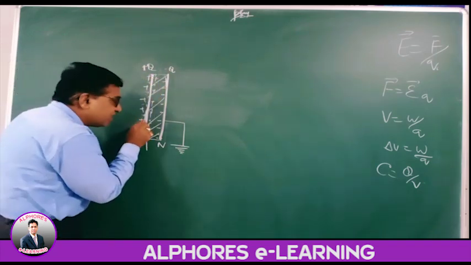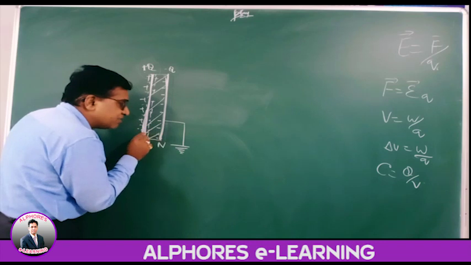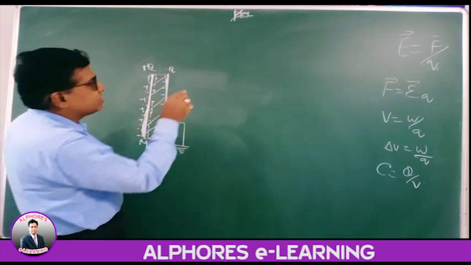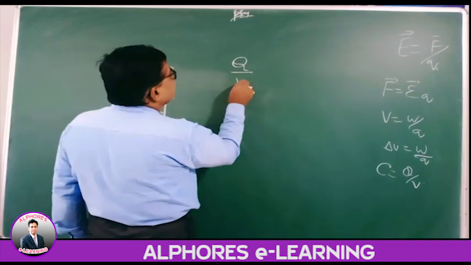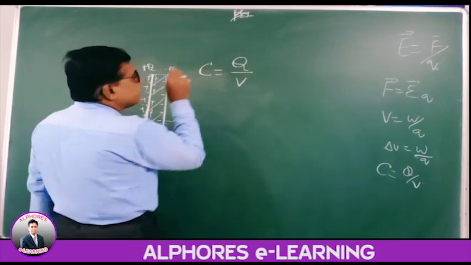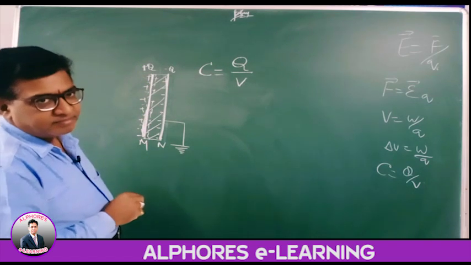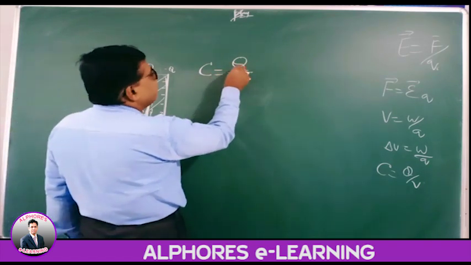So the charge on the capacitor is only the charge stored on the positive plate. The potential of this capacitor is the potential difference between these two plates. So the charge on the capacitor is Q, and the potential difference between the two plates is V. Then the capacity C is equal to Q by V. Right? Capacity is Q by V.